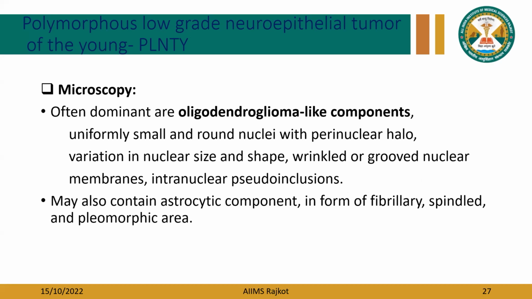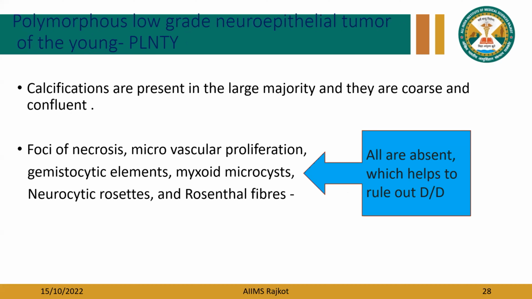Microscopically, ODG-like components are seen with small round nuclei and perinuclear halo, and a focal astrocytic component may be seen. Calcifications are present in a large majority of cases, and this finding is helpful in children to diagnose this entity. These features are all absent: necrosis, MVP, gemistocytes, myxoid change, microcysts, neurocytes, and Rosenthal fibers. The absence of all these features helps to rule out differential diagnoses and other mimicking tumors.